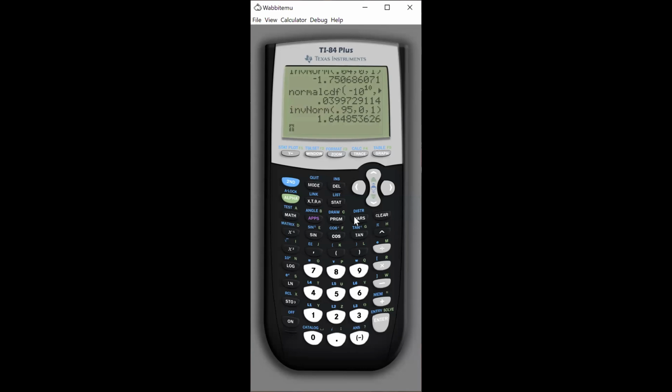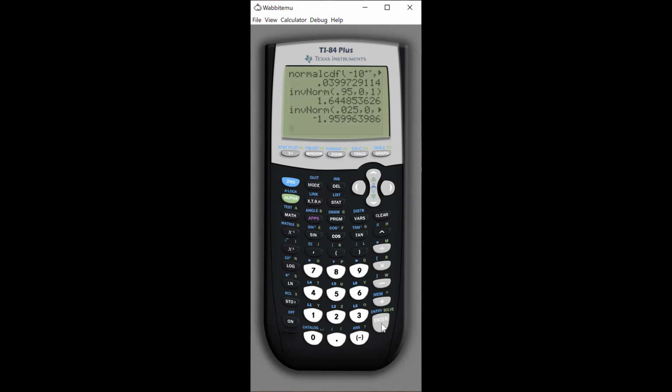There we go. Second, vars, inverse norm. So we do 0.025. You leave everything as is. All right. If you look at it, you get negative 1.95996. But if I try rounding it off to 4 decimal places, there's kind of a trickle-down effect where everything keeps getting rounded off. So for this one, you actually get negative 1.96.